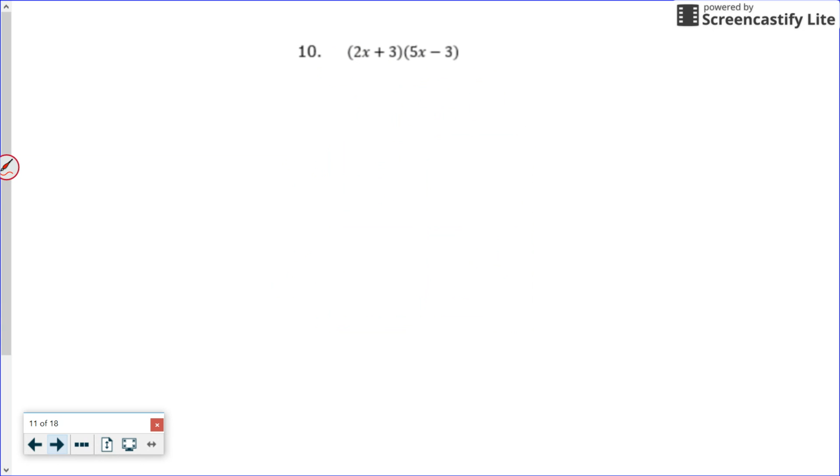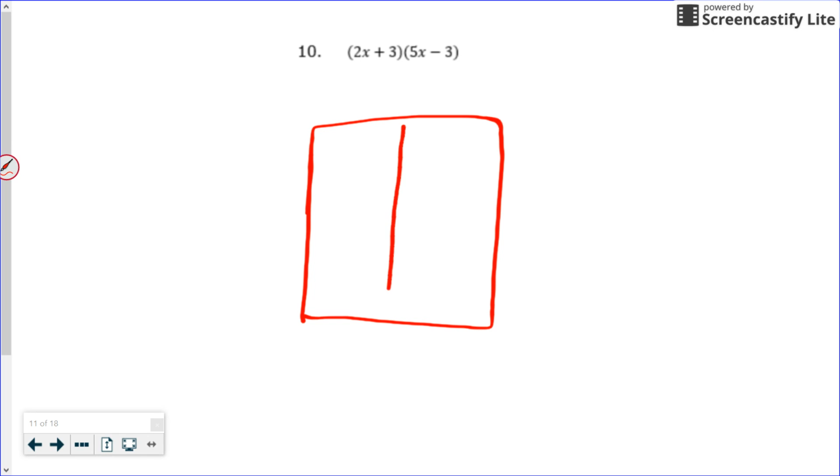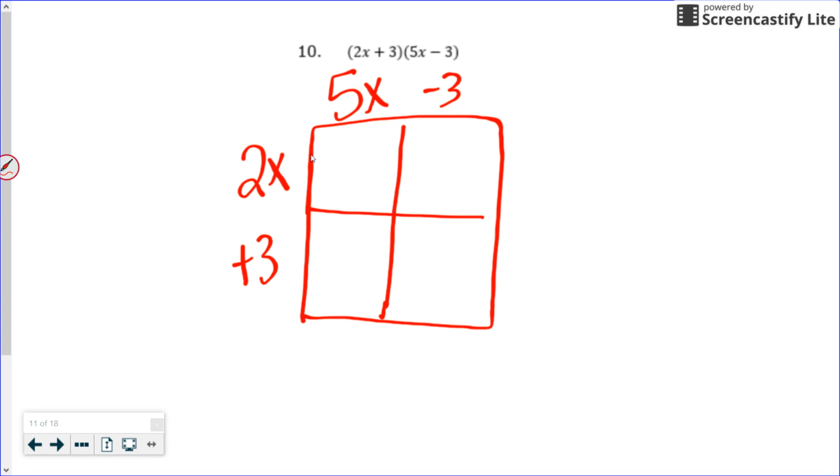Number 10. Again, back to multiplication. It's binomial times a binomial. I'm going to set up my box. I've got 2x plus 3, 5x minus 3. 2 times 5 is 10. X times x is x squared.